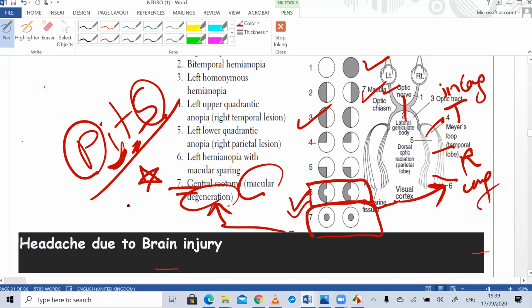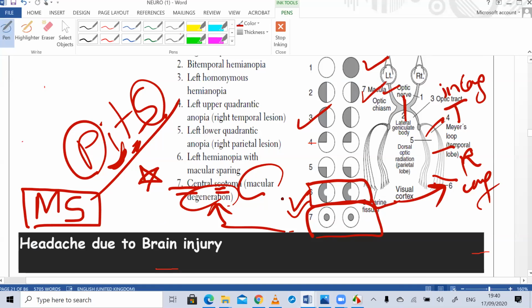This is a feature of what kind of disease? Multiple sclerosis. Multiple sclerosis will come with optic neuritis and central scotoma. Take care. Macular degeneration, central scotoma.